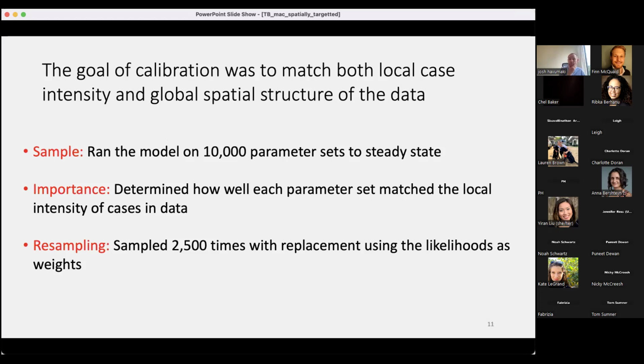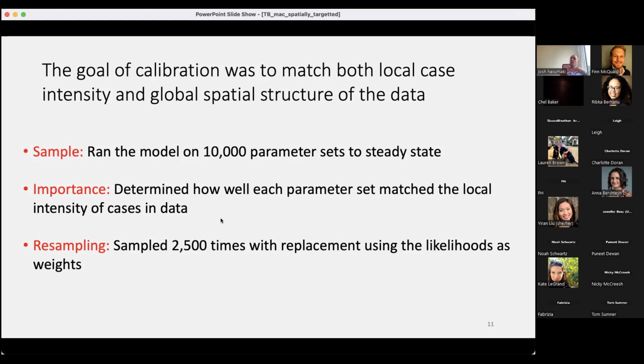Okay, so onto the calibration methods. We ran the model with 10,000 different parameter sets to steady state. This is just a high-level overview of the calibration methods, and I'll go into more detail in a second. We varied a lot of those parameters that I was talking about before, like the theta and the power that we raised the distance to, to calculate that power law. And so again, we ran the model on 10,000 parameter sets to steady state.